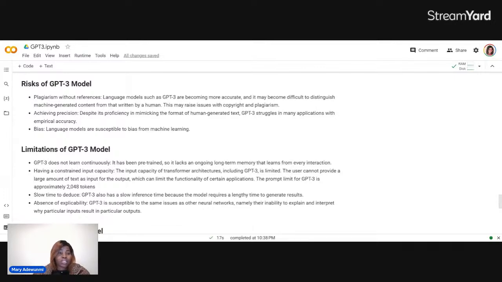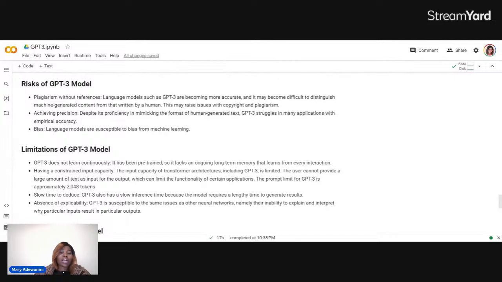Plagiarism without references, achieving precision without references: you are copying, because it's been built on massive datasets, right? So you won't be able to differentiate; it's difficult to distinguish between machine-generated text and text written by a human. If you actually wanted to fine-tune it, there is a way to fine-tune it. What do I need to do? I add more data.